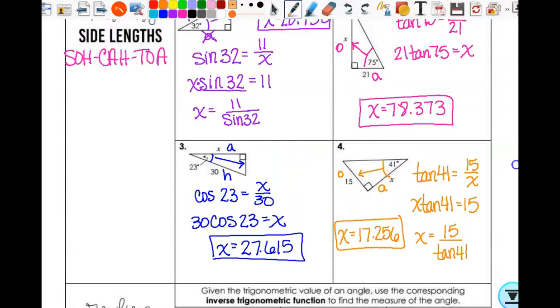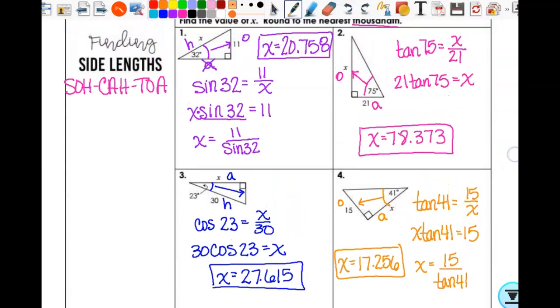Check yourself with me. And then I want you to look at numbers 1 and 4. So 1 and 4 are basically the same type of problem. 2 and 3 are the same type of problem. But notice in 1 and 4, when we set it up, the variable was in the denominator. So both times we multiplied both sides by the denominator, which is the variable. Then we divided by the trig function to get a fraction that has a side over the trig function, right?